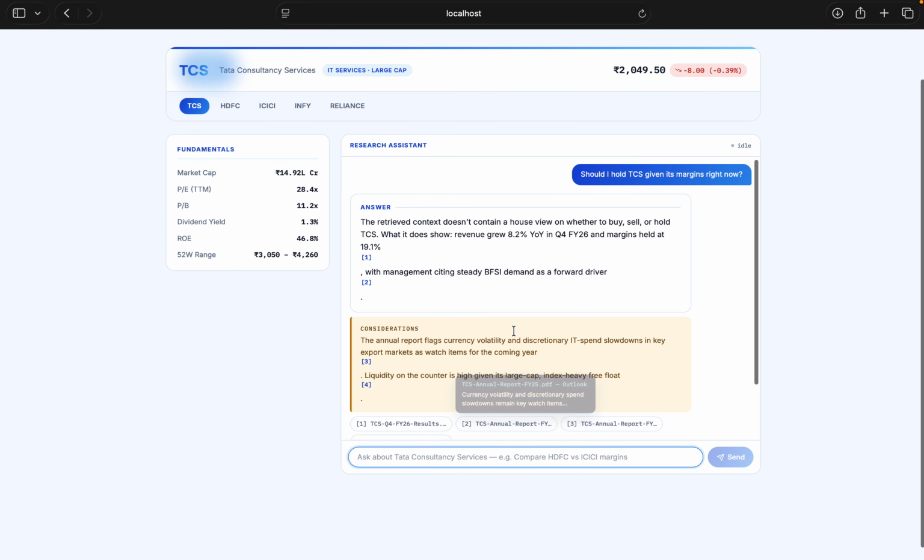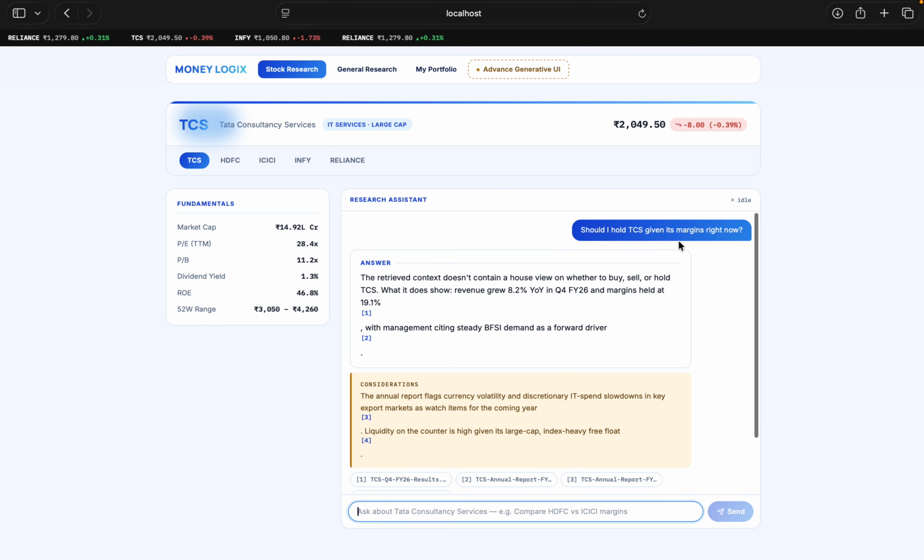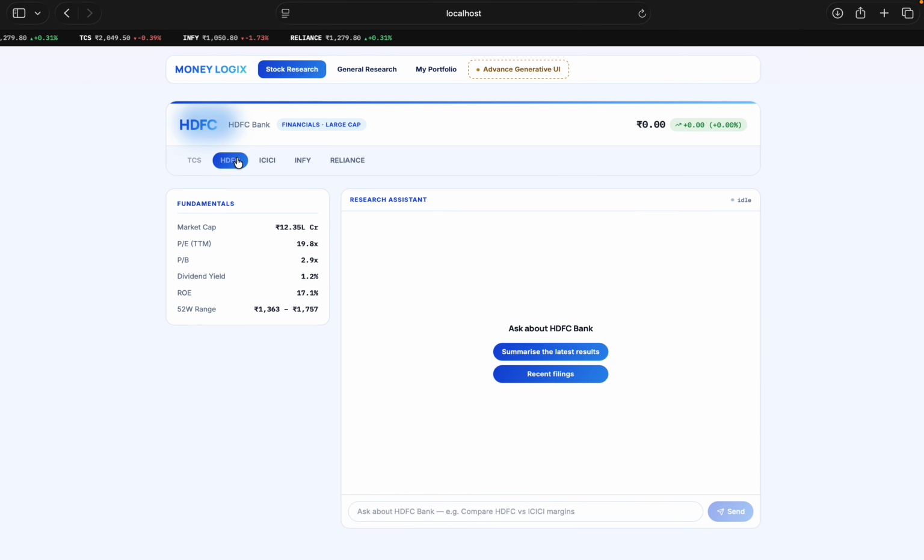We can hit any query, any stock, and this will generate a relevant answer for that stock. We can jump to any one of them. These are basically the stocks we have logged into the portfolio. This provides the personalized stock query results.